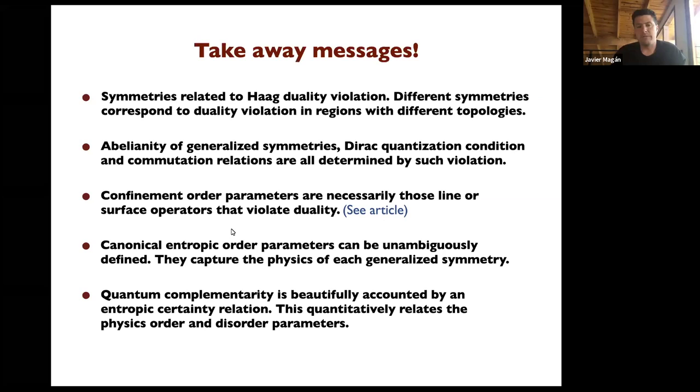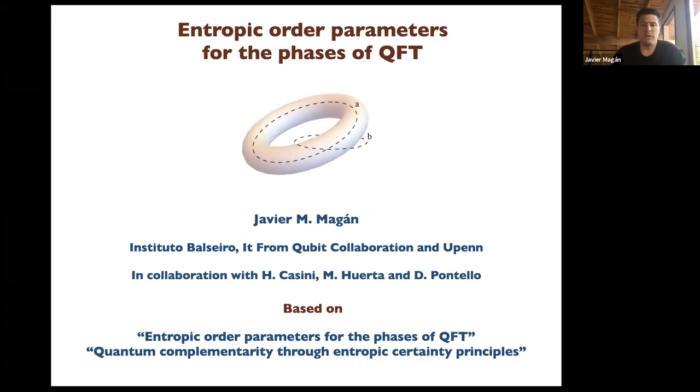And finally, the nice thing of choosing these order parameters is that the quantum complementarity that arises due to the commutation relations can be nicely accounted for by this entropic certainty relation, which quantitatively relates the physics of order and disorder parameters. So thank you very much.